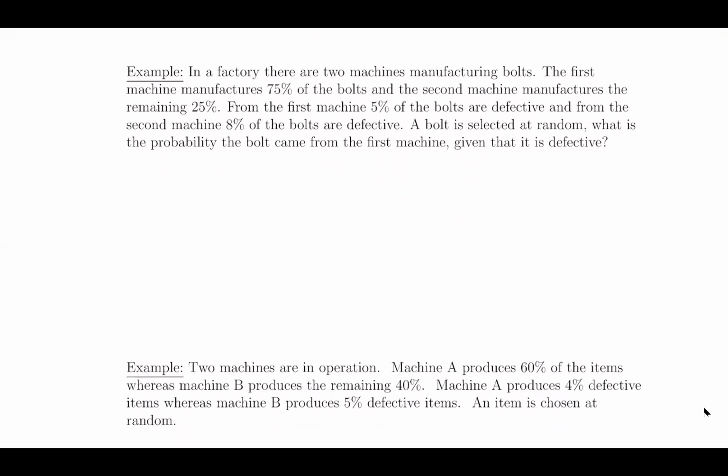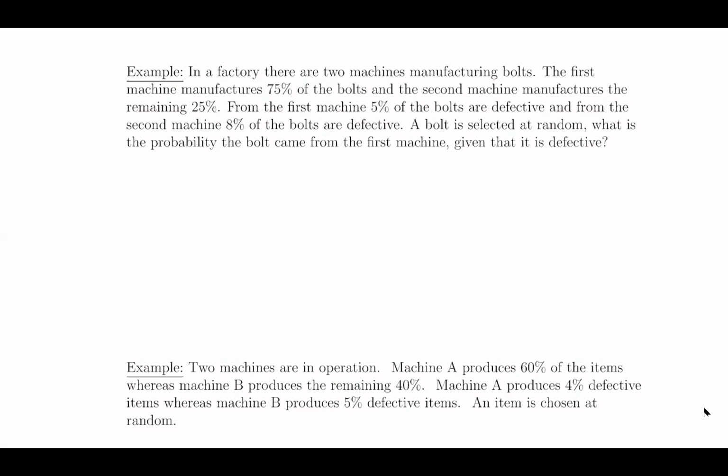So it says in a factory, there are two machines manufacturing boats. The first machine manufactures 75% of the boats, and the second machine manufactures the remaining 25% of the boats. From the first machine, 5% of the boats are defective, and from the second machine, 8% of the boats are defective. A boat is selected at random. What is the probability that the boat came from the first machine, given that it is defective? Okay.